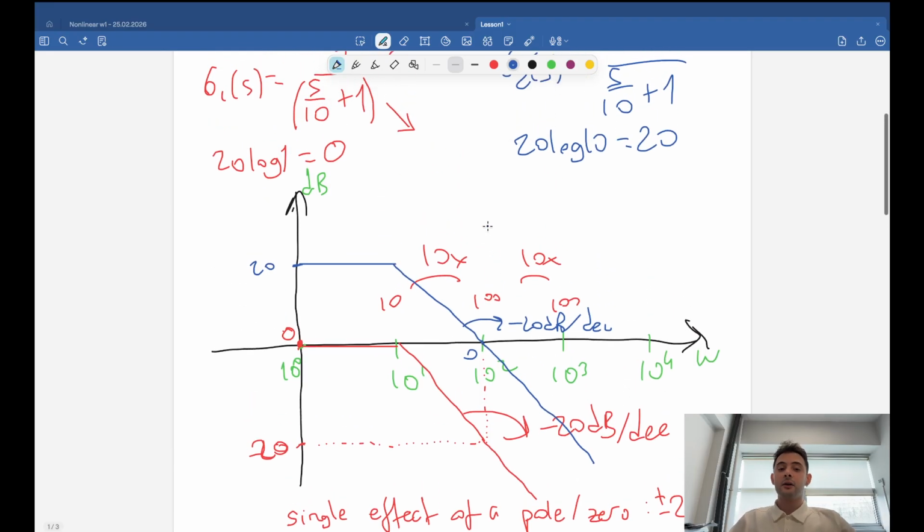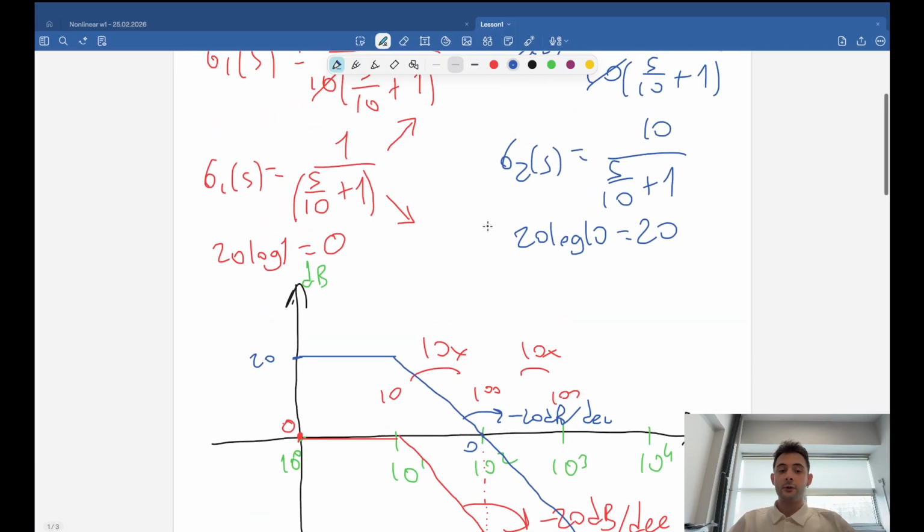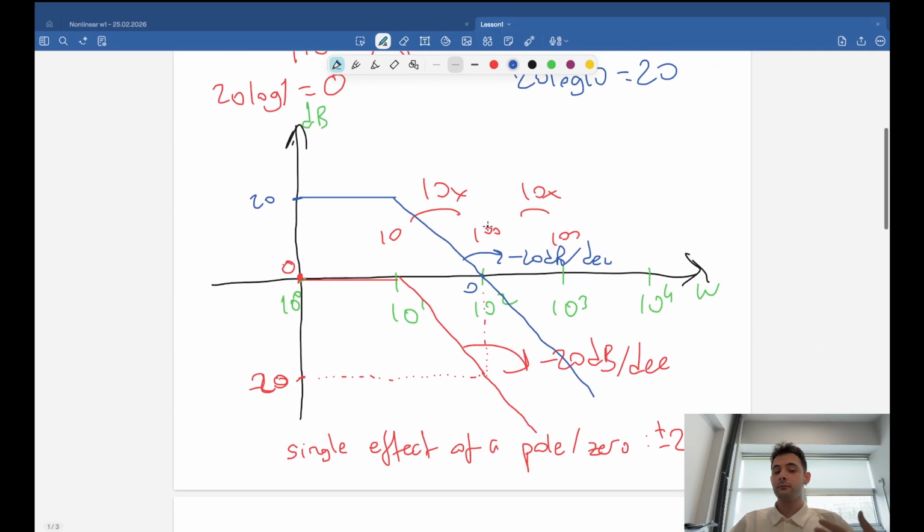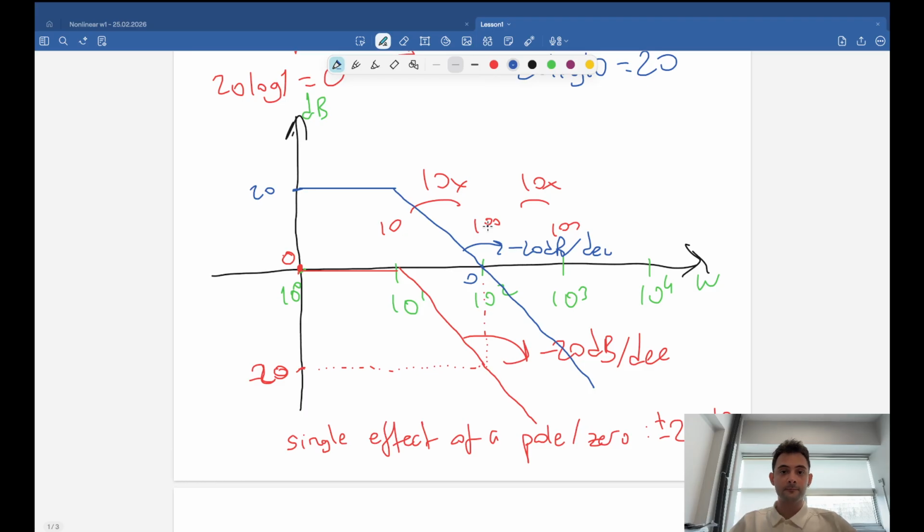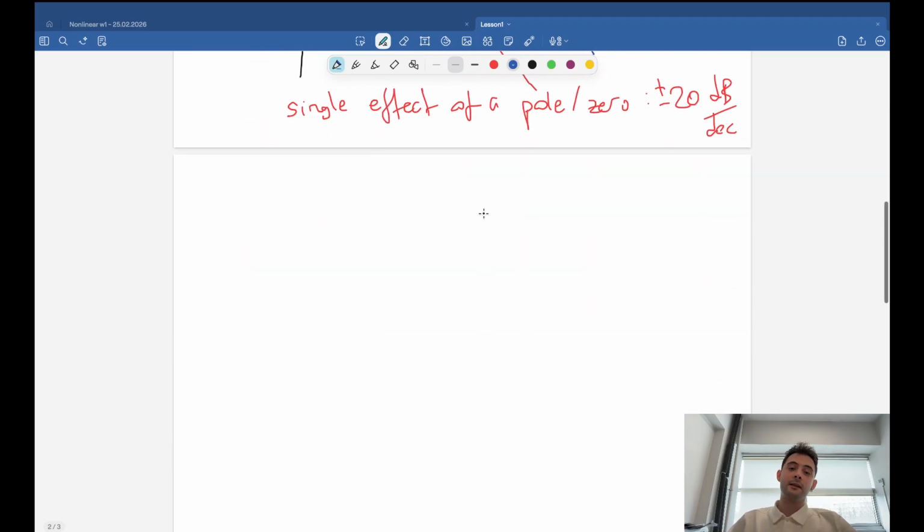The idea of this example is to show you how you can find your initial value, the gain, and the effect of the gain in your Bode magnitude diagrams, okay? So let's have another example which has a zero in it, okay?